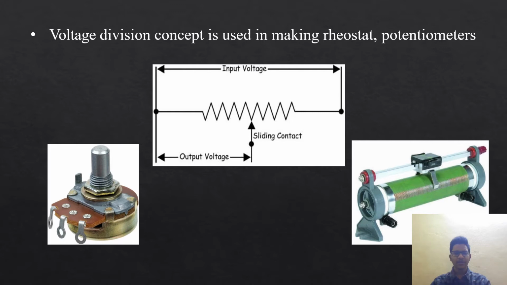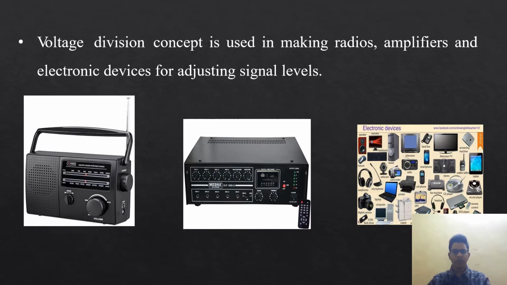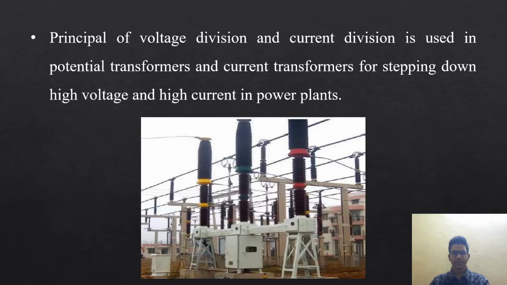The voltage division concept is used in making rheostats and potentiometers. The rheostats are given below. Voltage division is also used in making radios, amplifiers and electronic devices for adjusting signal levels. The principles of voltage division and current division are used in potential transformers and current transformers for stepping down high voltage and high current in power plants.